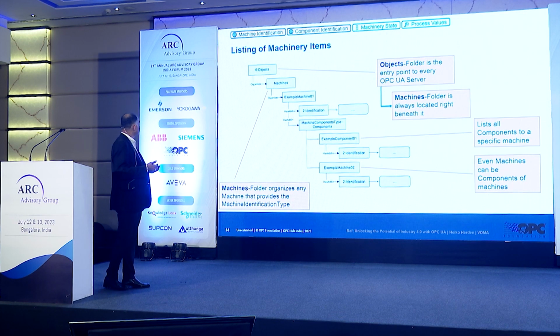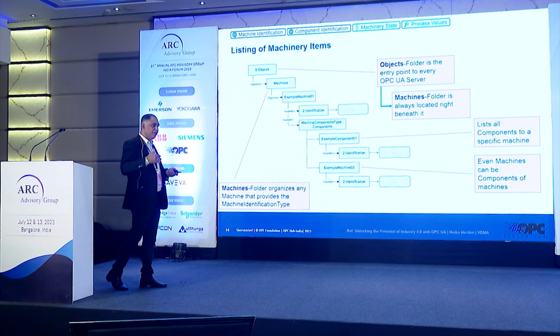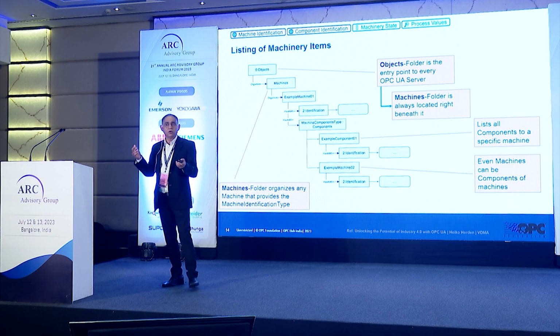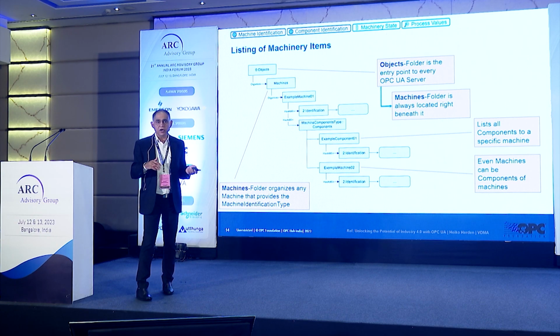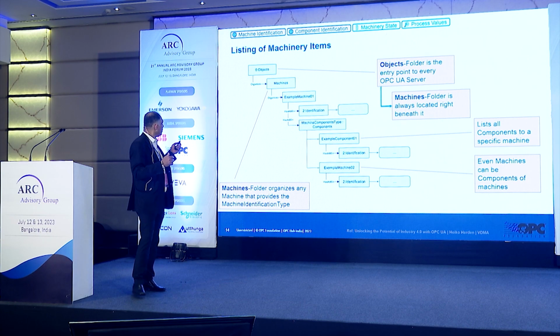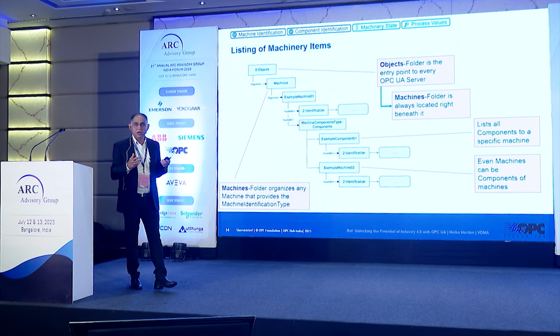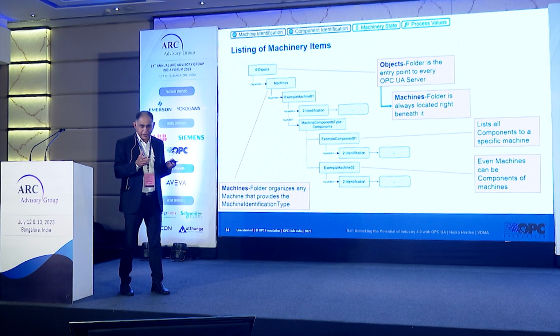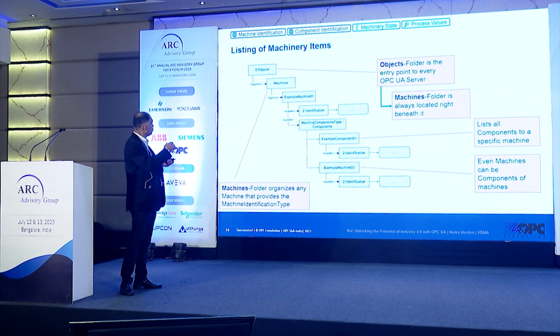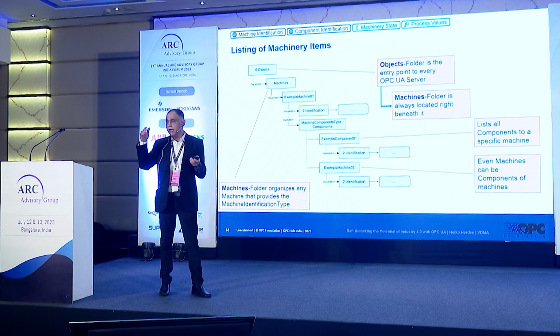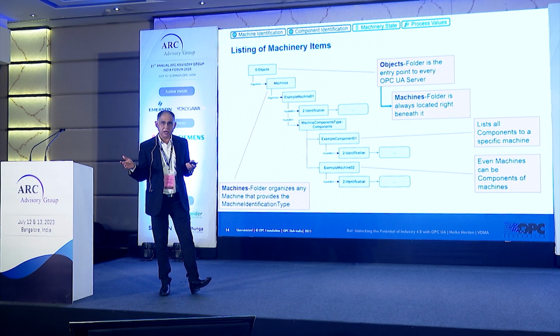When it comes to component identification, every machinery could have multiple components inside it, or it could have another machine as a component. That is also covered under this information structure. You can have your component information structured in a way which can be browsed from the machine, so you can go to each and every component and get every component's data also.